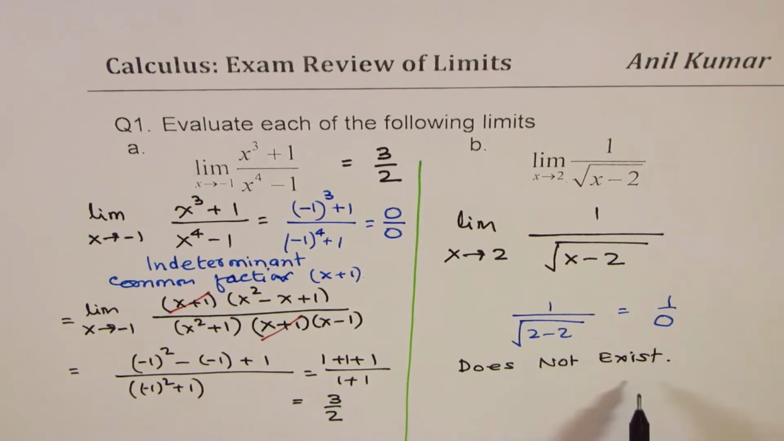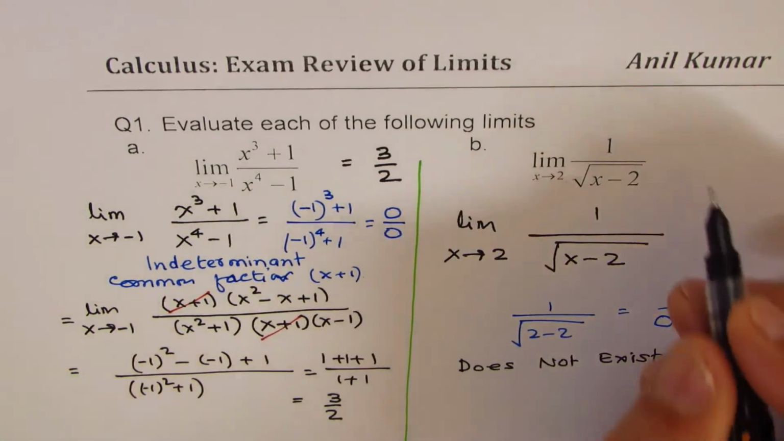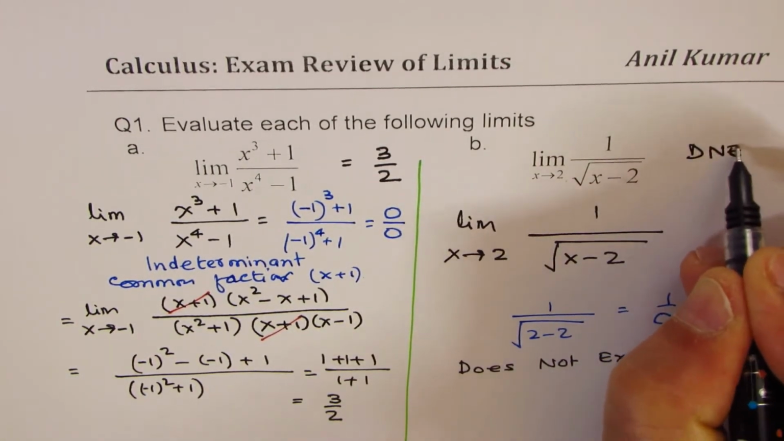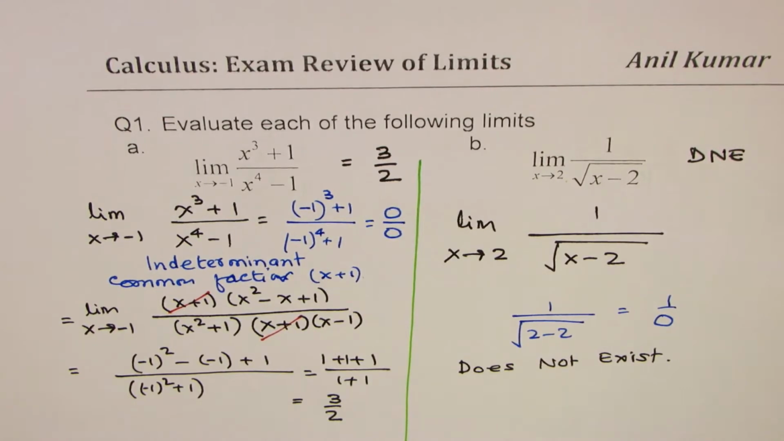Remember, no need to rationalize this function, no need to factor. This is 1 over 0. It is not 0 over 0, right? So the answer for this is does not exist. So I hope this concept is absolutely clear. And now let's move forward and do the rest of the questions.